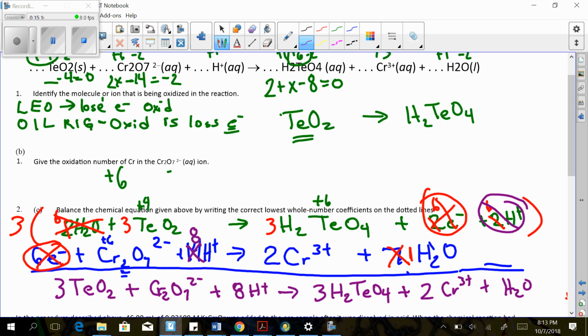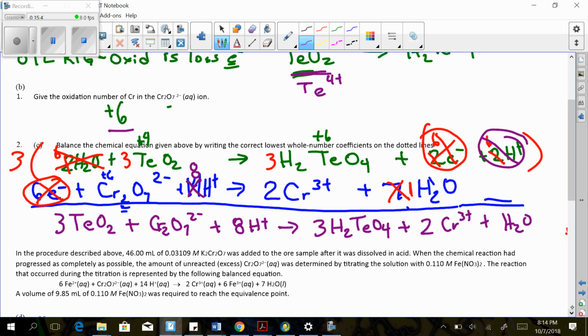So for that, going back to the top, that was 1 point earned for identifying my molecule that is oxidized. I also could have written Te4+, and that would have been given full credit. In part B, I got 1 point for writing +6 for the oxidation number of chromium. And in this part, this was worth 2 points. I got both points for having a full balanced reaction.